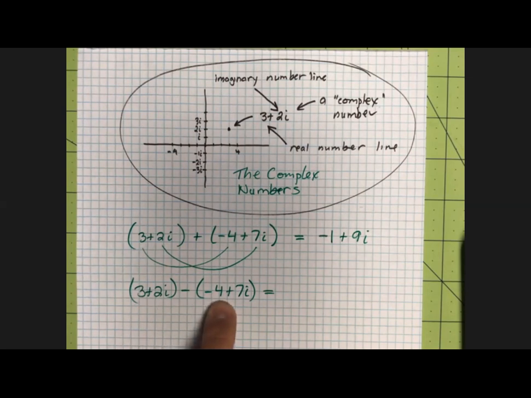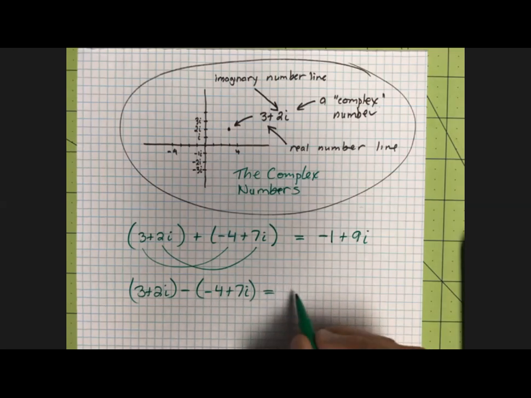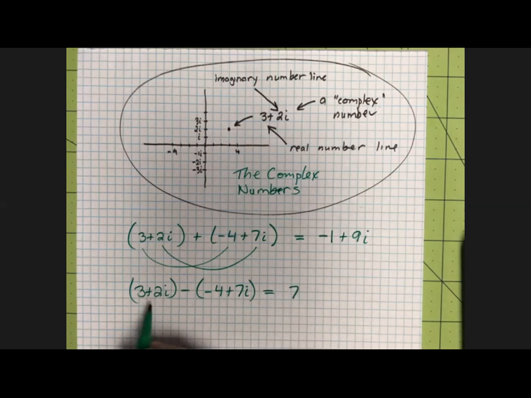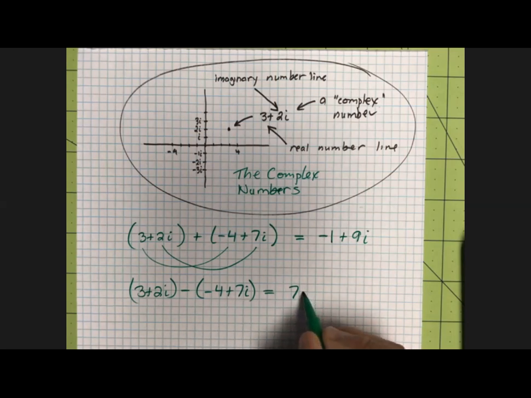Okay, let's subtract these two numbers. How about the part without the i and the part without the i? That's what I should subtract. 3 minus -4. 3 minus -4 is 7. 2i minus 7i is -5i.